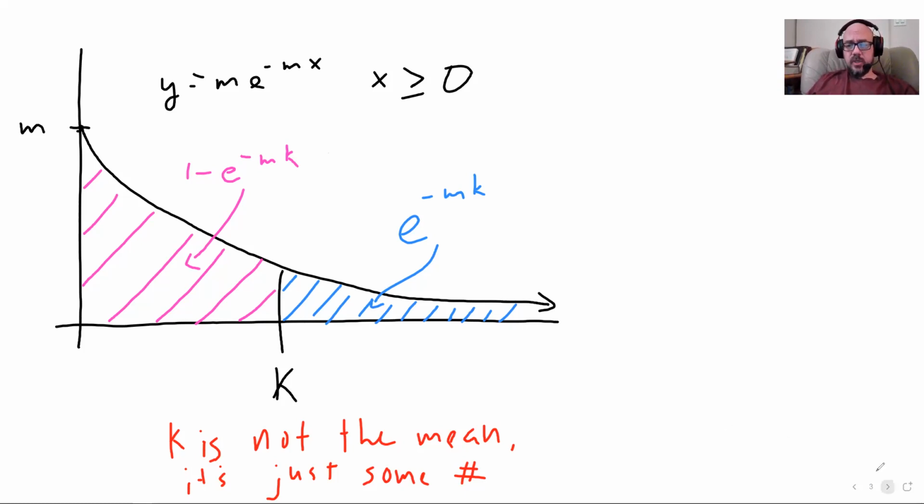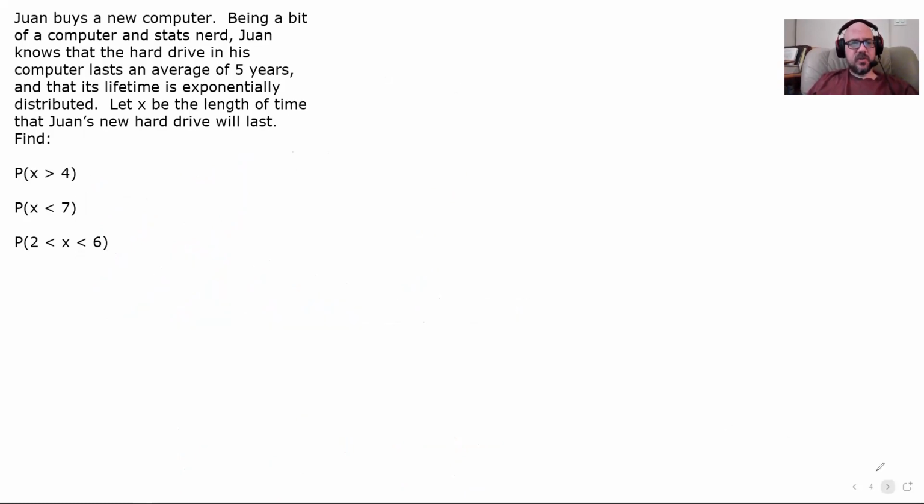And let's do it. So here's where I'm trying out the text function. Looks okay here, not so great on the next page. So Juan buys a new computer, and Juan is interested in computers, and so he knows that the hard drive in his computer lasts an average of 5 years, or the brand of hard drive in his computer lasts an average of 5 years, and that its lifetime is exponentially distributed, which is a thing that is true about hard drives in general. X is going to be the length of time that Juan's new hard drive will last, right?